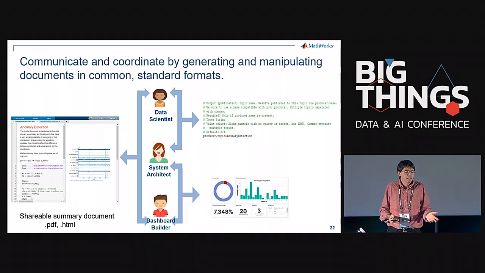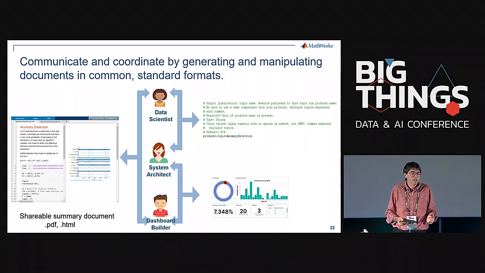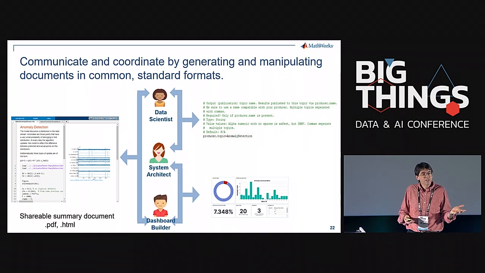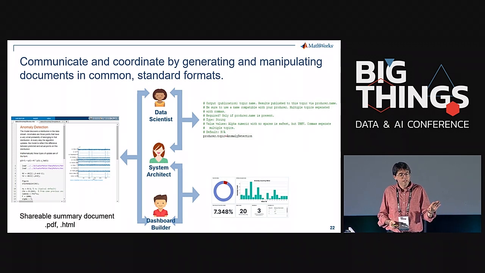And finally, the system architect and the dashboard builder need to agree on how the data is going to be persistently stored. In this case, this mostly had to do with the organization of the Elasticsearch indices. Now, of these three, I think this was probably the easiest conversation, because all I had to do was agree with myself.